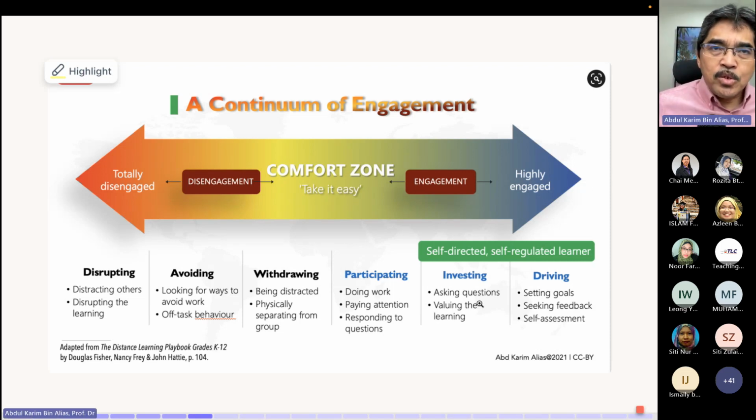This kind of so-called introvert students would feel not ready to participate. And then if we don't address this, if we don't help them, they will slowly become withdrawn. You can see here, withdrawing. They are not happy or not confident to participate. So slowly they will withdraw.